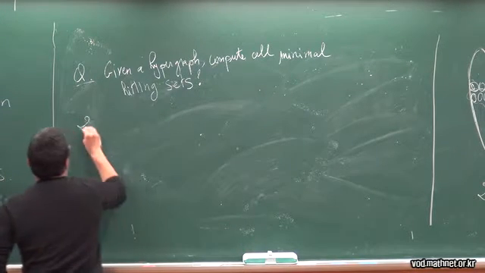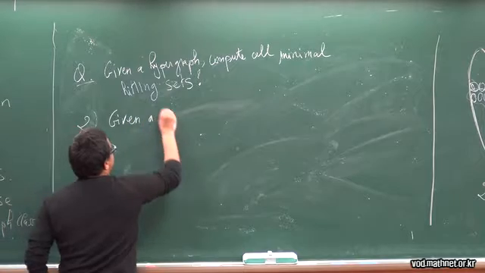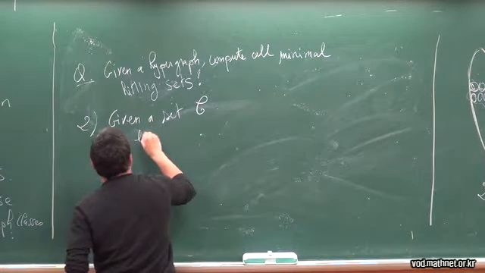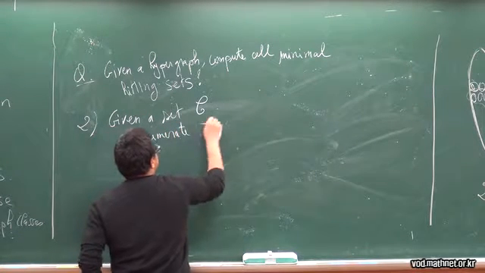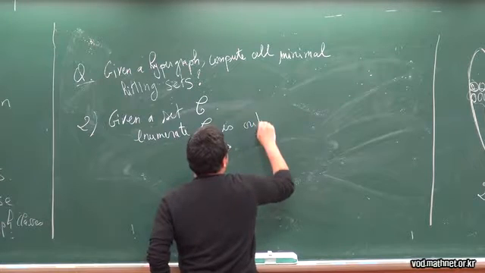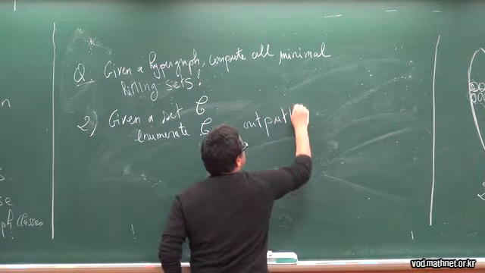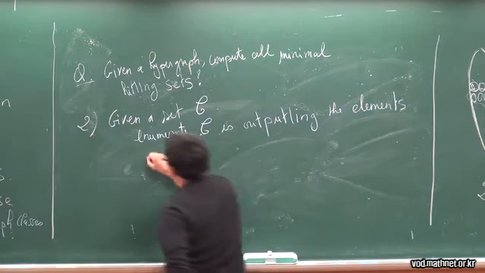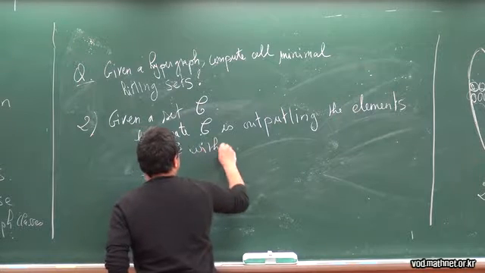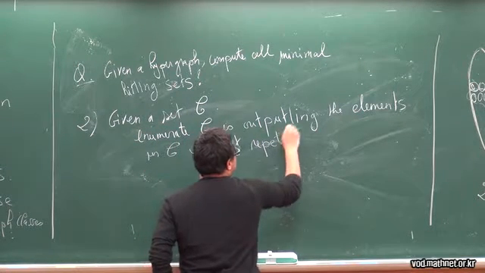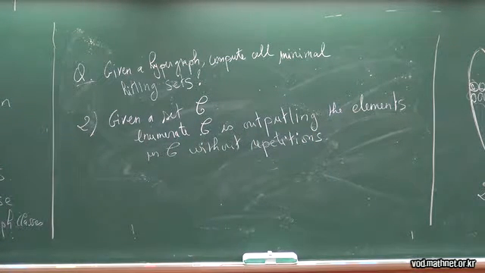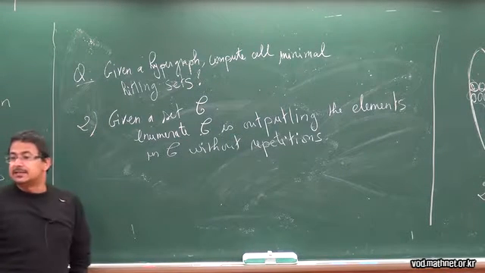Okay. So enumerate, so given a set C of objects, that's just a set of objects. To enumerate C is outputting the elements in C without repetitions. So you don't want to repeat. You want an algorithm that will enumerate, that will list each object one by one, and you don't want to repeat the objects you are listing.